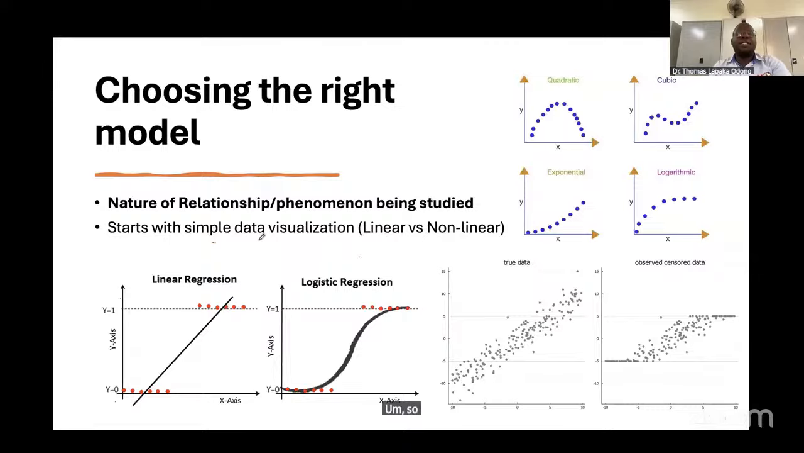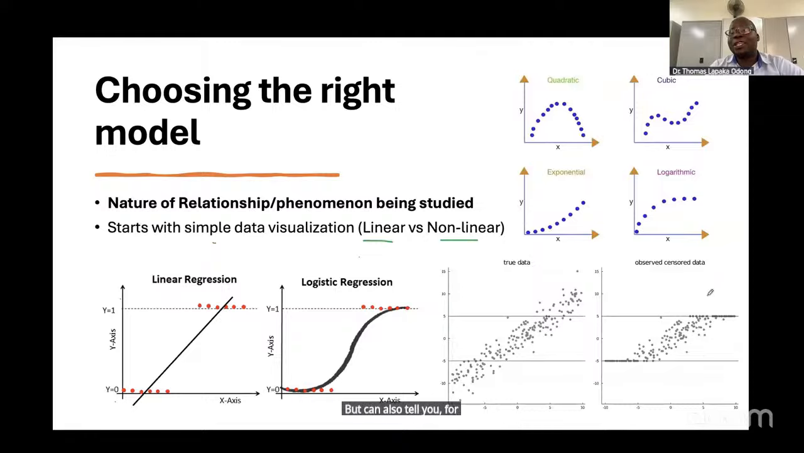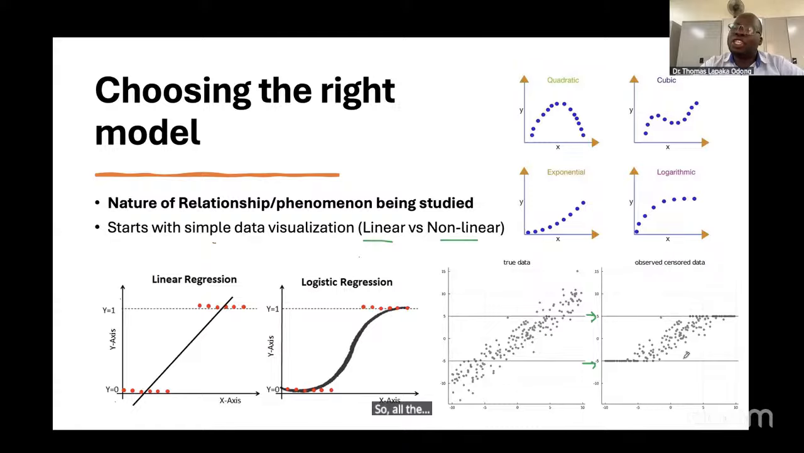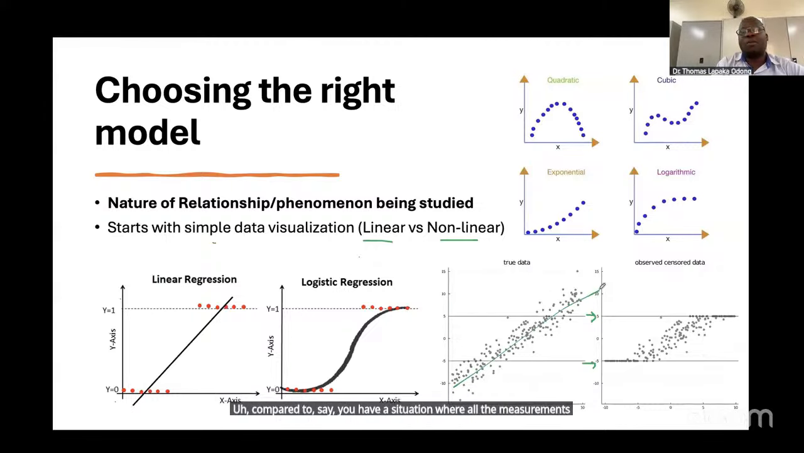So you always start with a simple data visualization, which can tell you whether you have a linear relationship or a nonlinear relationship, but can also tell you, for example, that you have data that is censored. For example, here you can see that there's no value between -5 and +5. This could be because of some reason. You may have a machine, for example, that does not measure above a certain level, so all measurements above, say, 100 will all be taken as 100. In that case, you have some kind of truncation, and you may need to choose a different model compared to a situation where all the measurements can be done.